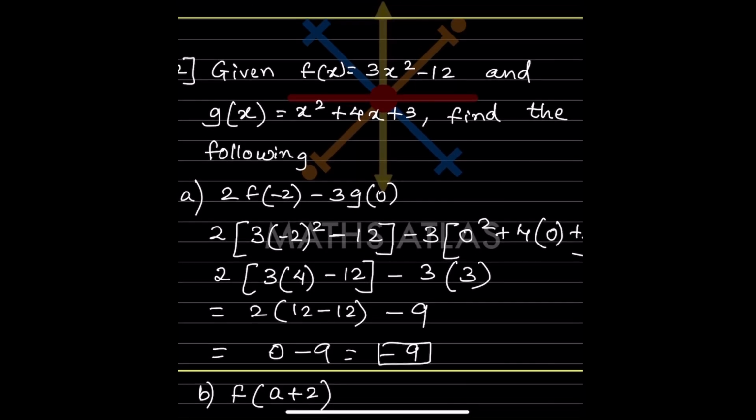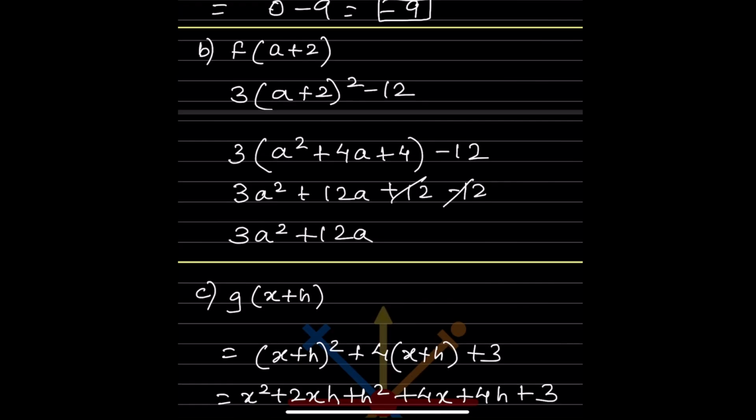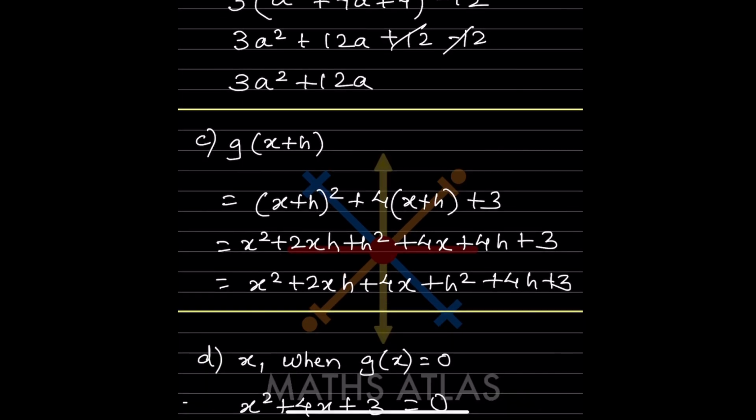Now see here g of x plus h. In this one, wherever you see x, you are going to put x plus h. So here x plus h whole bracket square for this one, plus 4 into x plus h, and this will be plus 3 as it is. So this is what is written over here.